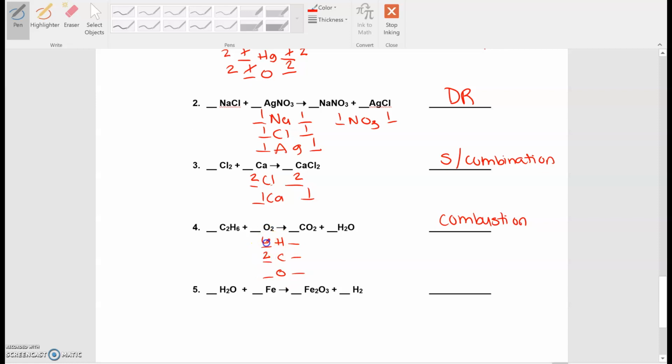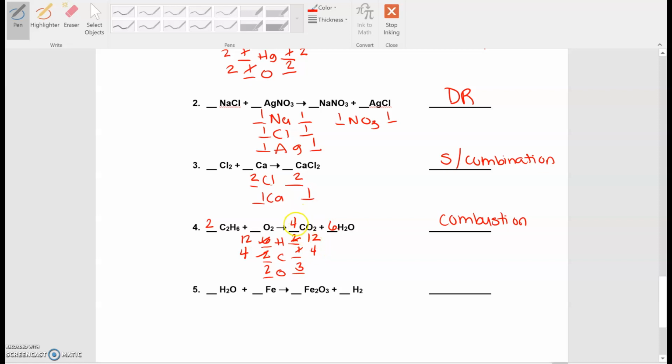So I have 2, 6, and 2. 1, 3 oxygens, because 2 from carbon dioxide and 1 from water, 2 here. In order to get 6, I would need to put a 3, but that's an odd number. So what I told you before is you need to double that. So make that a 6 and that a 2. Now I have 12 hydrogens on both sides, because 2 times 6 and 6 times 2. I have 4 carbons. So to get 4 carbons, I would need to put a 4 coefficient there.